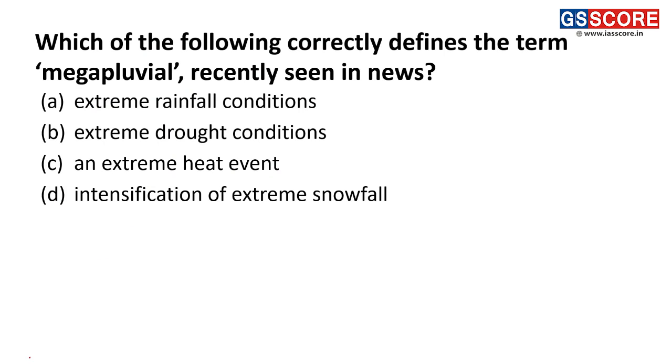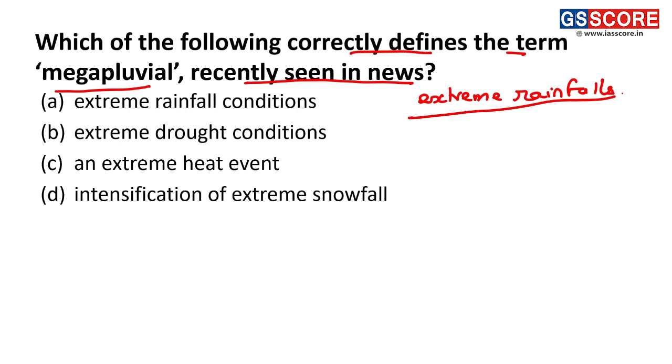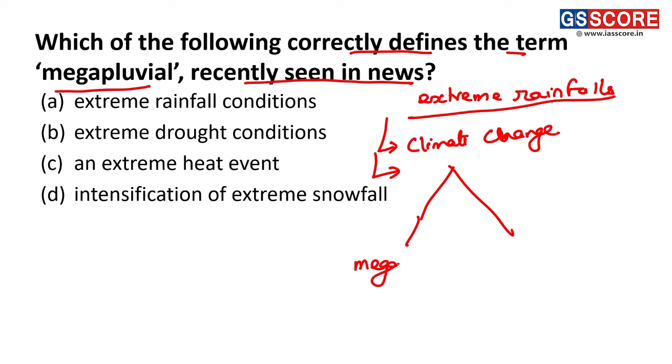Moving forward to the next question, which of the following correctly defines the term mega pluvial, which was recently in the news. Mega pluvial is extreme rainfall conditions, arising due to climate change. Now, when the climate is changing, extremities occur in two phases. First is the mega pluvial and second is the mega drought.